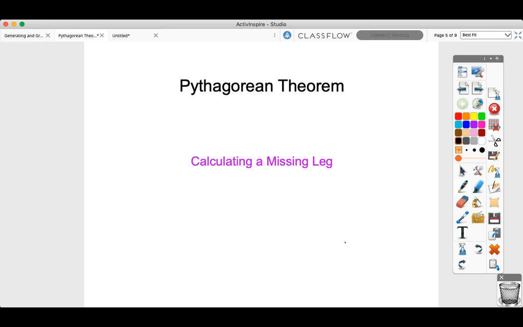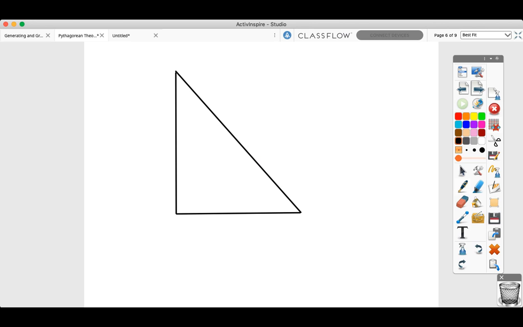So we're still talking about Pythagorean theorem, but this time we are going to be talking about what happens if we know one of the legs and the hypotenuse. So we're going to be calculating a missing leg. Okay, so let's recap real quick.